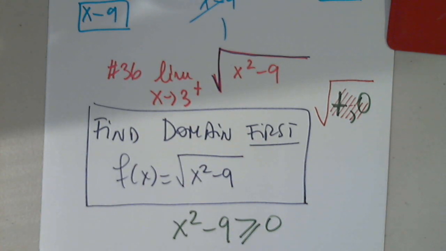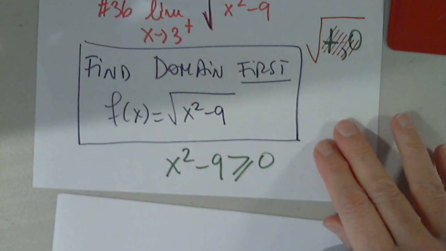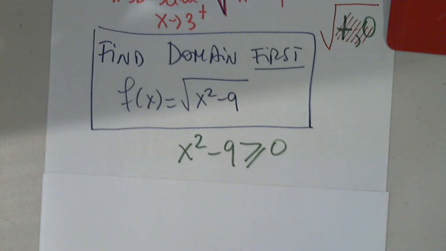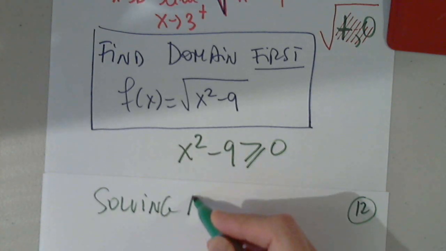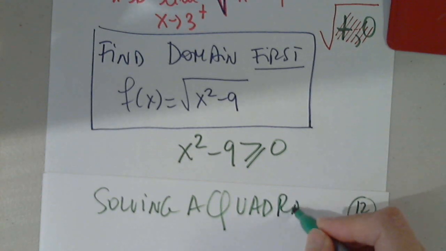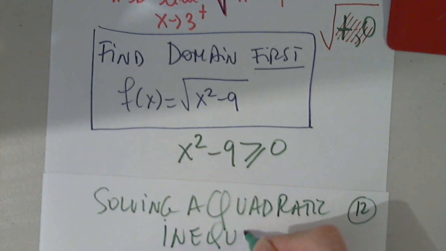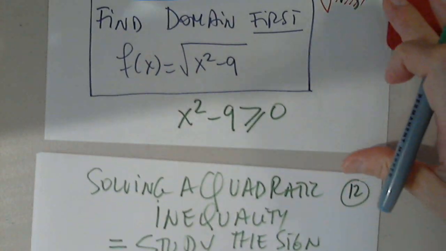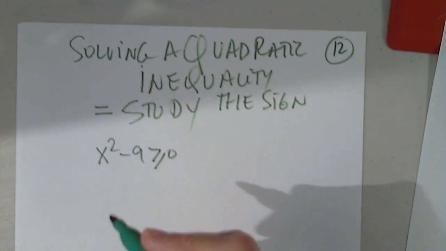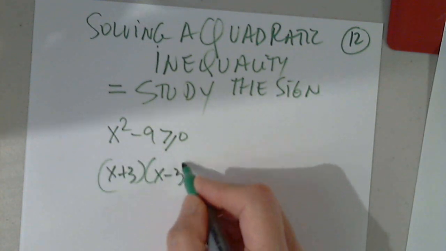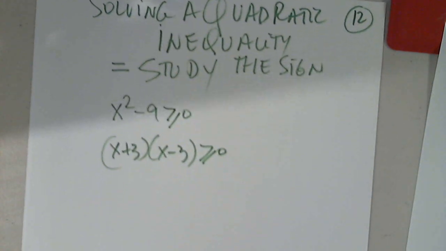Solving this inequality will give us the domain of this function, and that's what we have to do. And there is a whole theory behind it. No, I cannot move 9 and take the square root. Please do not ever do that. So solving a quadratic inequality means study the sign. So let's see how we do this. So x squared minus 9 greater than or equal to 0 reduces to x plus 3, x minus 3 greater than or equal to 0. The first thing we did this semester.